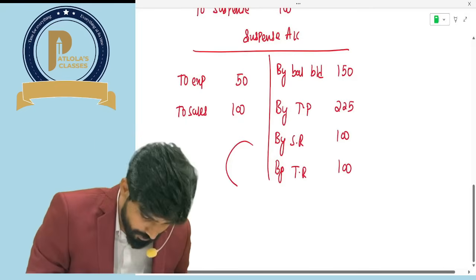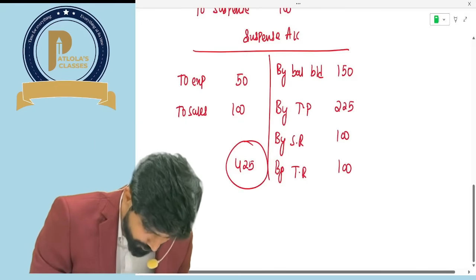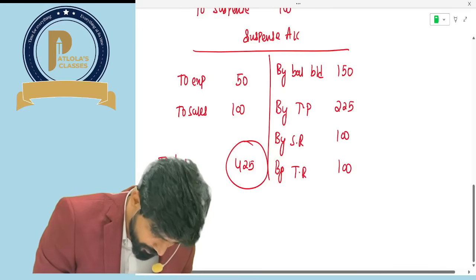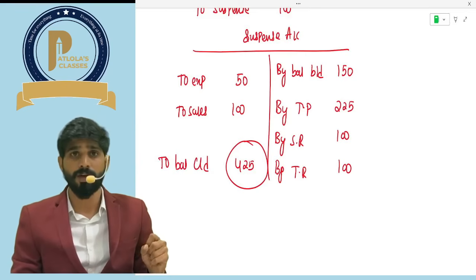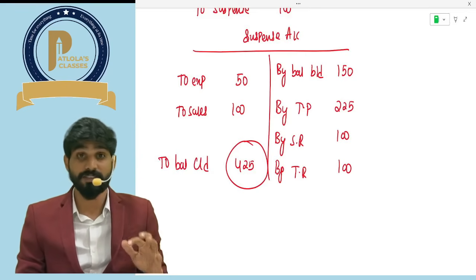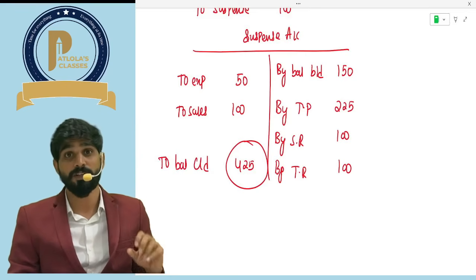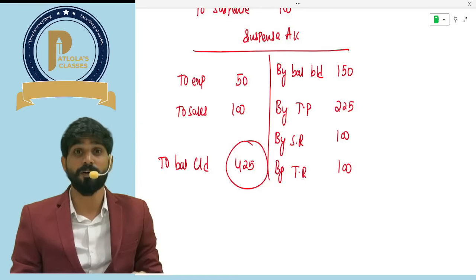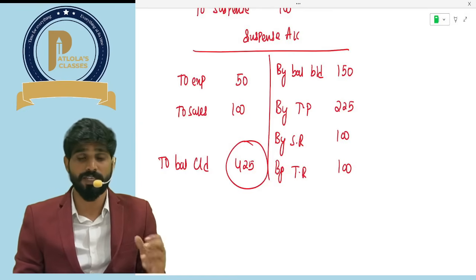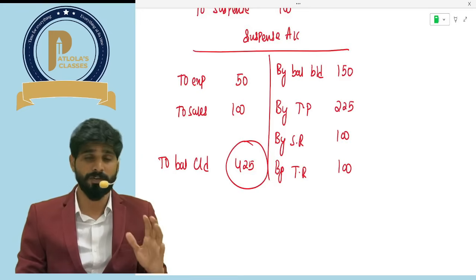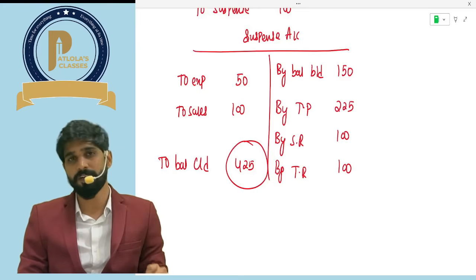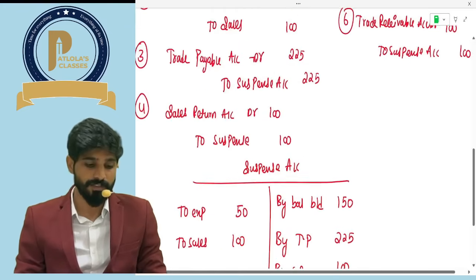How much is the balance? The balance is 425. To balance carried down. Sir, usually suspense should become 0, no? After rectifying the errors. Since the suspense is not becoming 0, that means we have not found all the errors. We could not trace all the errors. There are some more mistakes. But based on whatever information that is given, we have prepared a suspense account. So we have answered two questions.